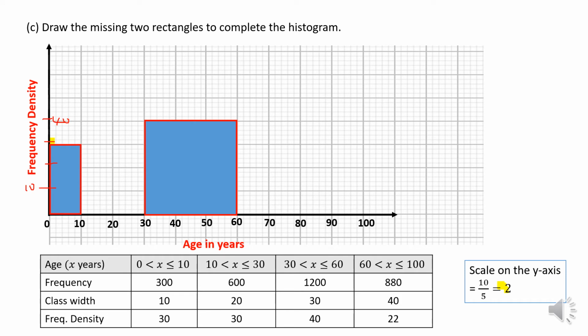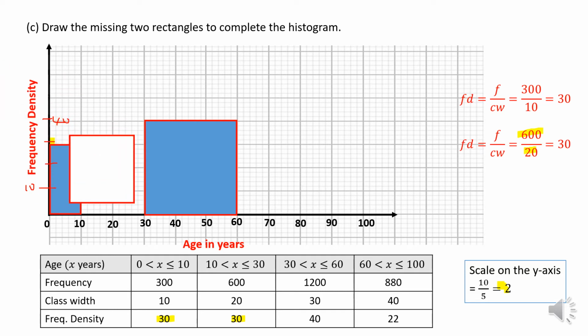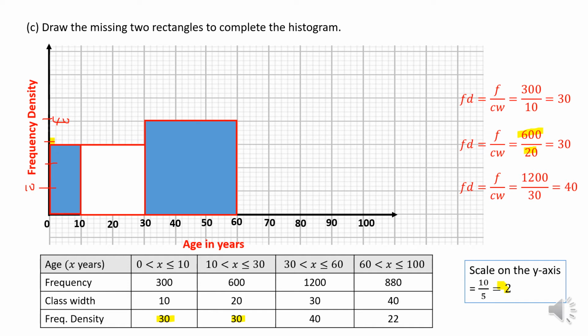All right, and also if I bring my table back, what I did on my table is I then calculated the frequency density. So the first one is known, the second one is between 10 and 30. To find the frequency density, you take the frequency of 600 and divide it by 20, you get 30. If you complete that rectangle, it's going to fit exactly like that. The third one has been done, the one of the 1200, divide that by 30, you get 40.